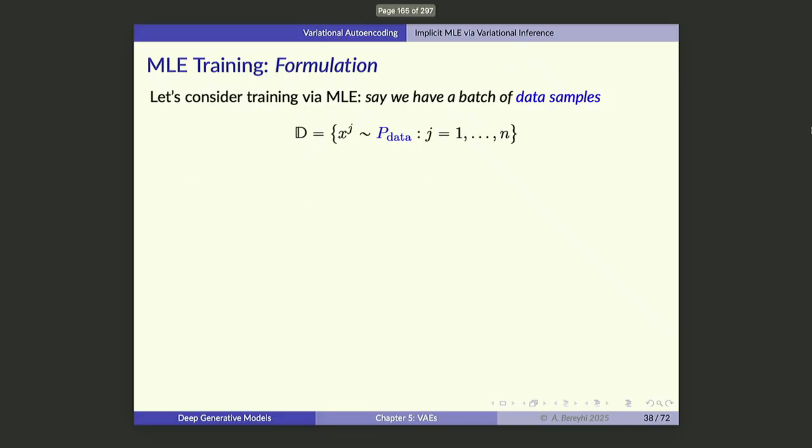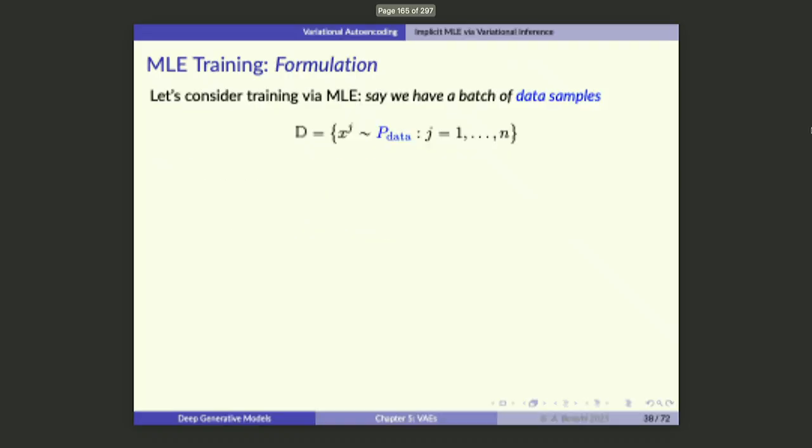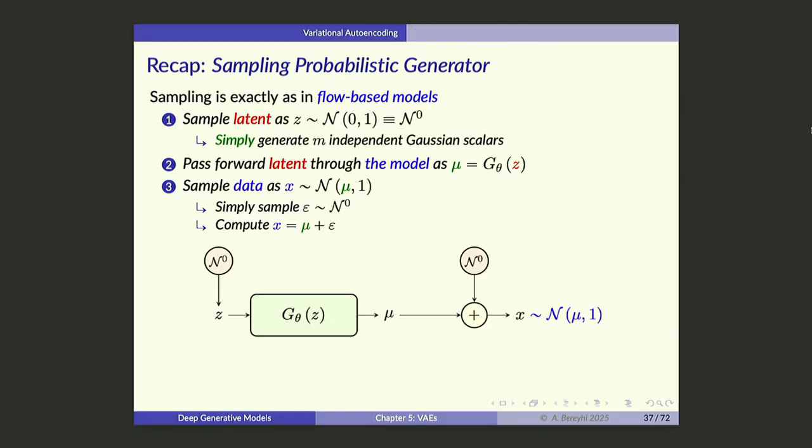So I want to do maximum likelihood estimation based on this data set that I have. Every single guy inside this data set is a data sample coming from the data distribution. What I want to do is maximize the likelihood, right? So the likelihood of the model depends on theta, and theta is all the parameters inside the generator, which is essentially the parameters of the neural network computing the mean value for me, right? Just look at this slide once again. Keep it in mind. This guy is the only guy being parameterized here, right?